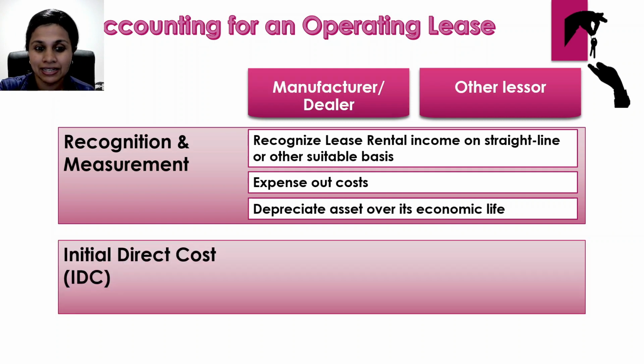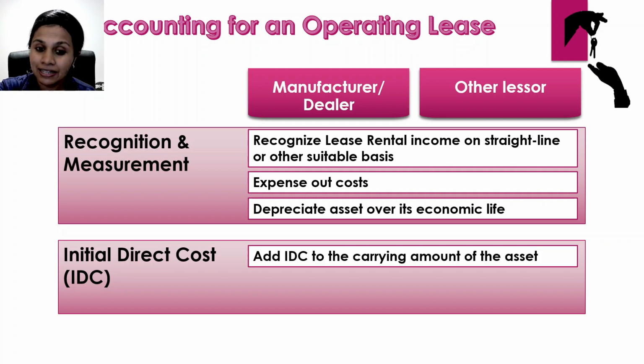Next topic is the initial direct cost. Now, initial direct costs are those costs that are incurred by the lessor in bringing the lease about, either at inception or before. Now, these costs are not to be expensed out. These are to be added to the carrying amount of the asset.